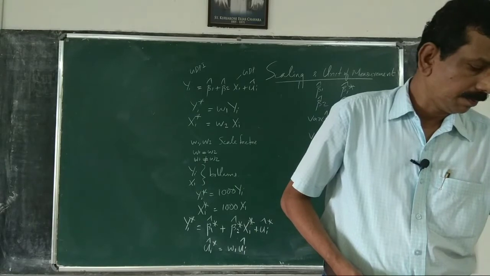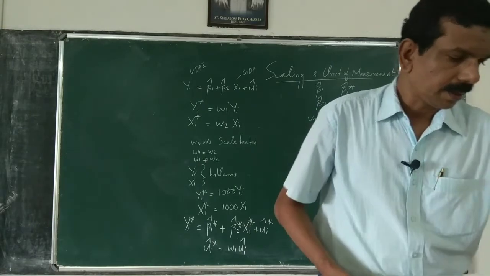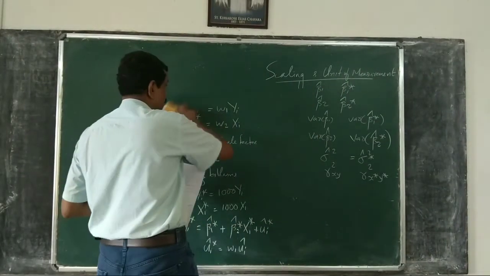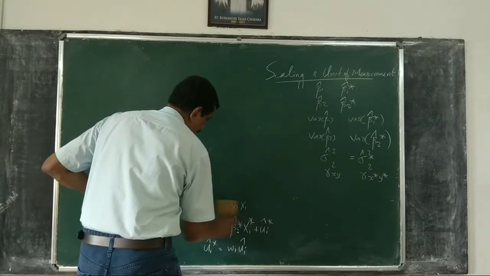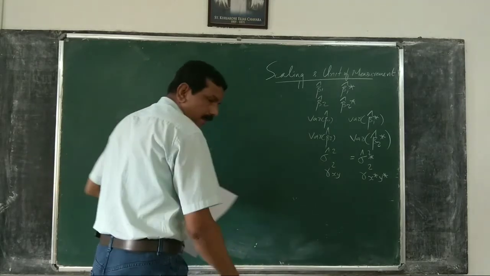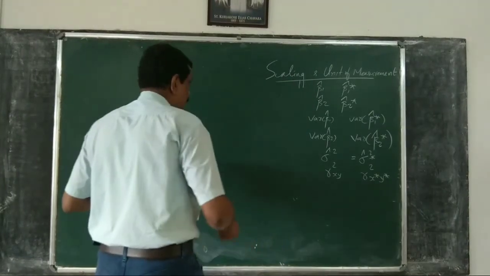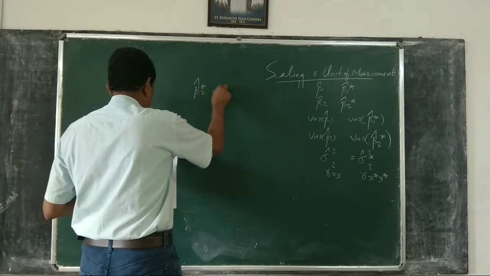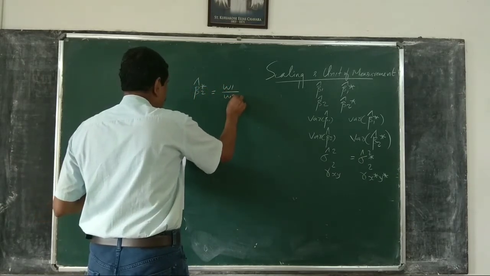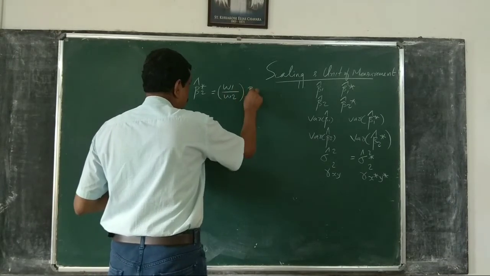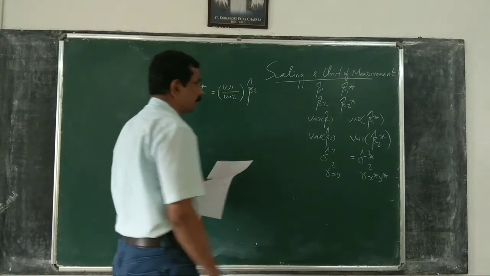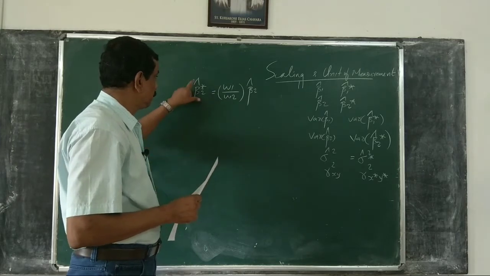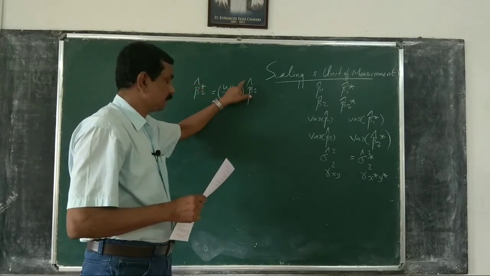Now, without a proof, let me write the relations. Proof is not very important for our purpose, so I ignore the proof here. Now, beta hat star 2 is equal to W1 by W2 into beta 2 hat. Now you know that if W1 is equal to W2, then beta hat star 2 is equal to beta 2 hat.